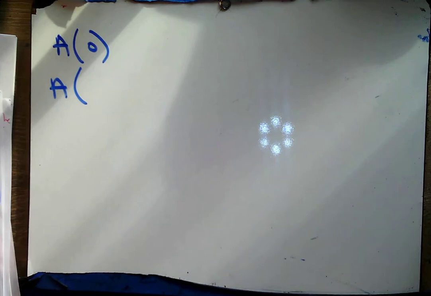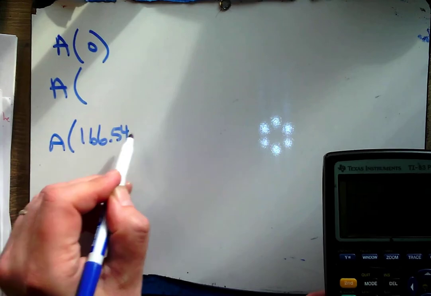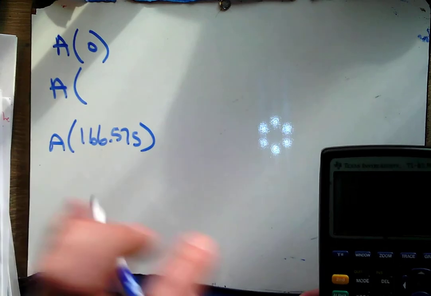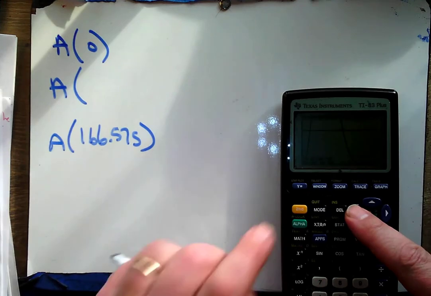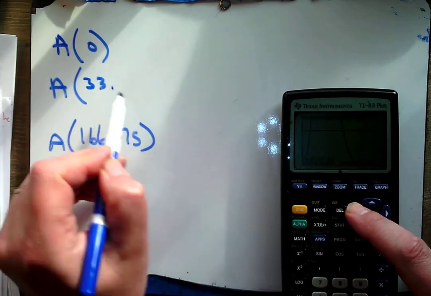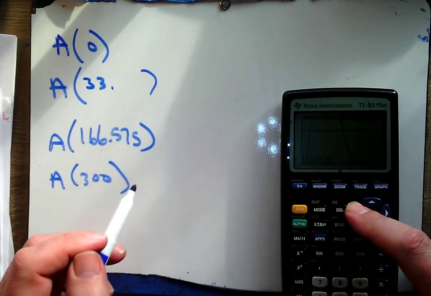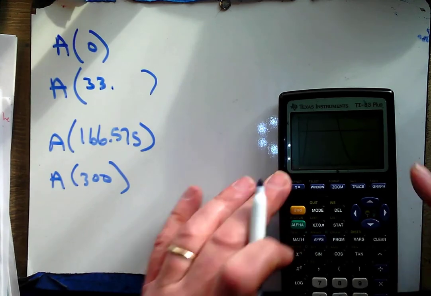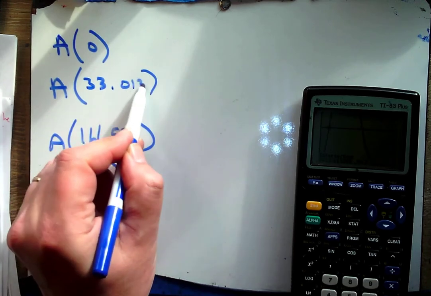So I want to know how many people are in line at 0. I want to know how many people are in line at 166.57575. Wish I hadn't erased that other number. I know it's 33 point something, but I don't remember what. 33 point, and I need a 300. One, two, three. And this is 33.013.